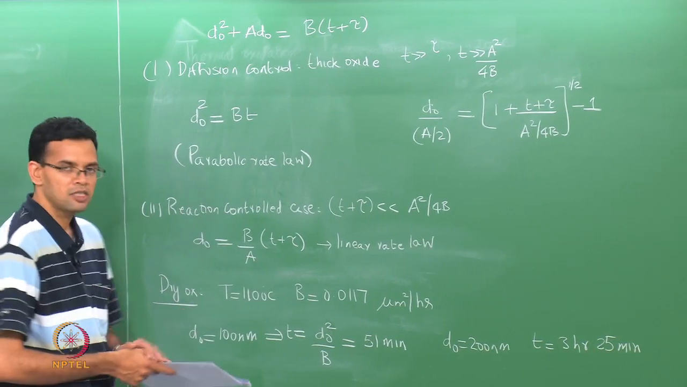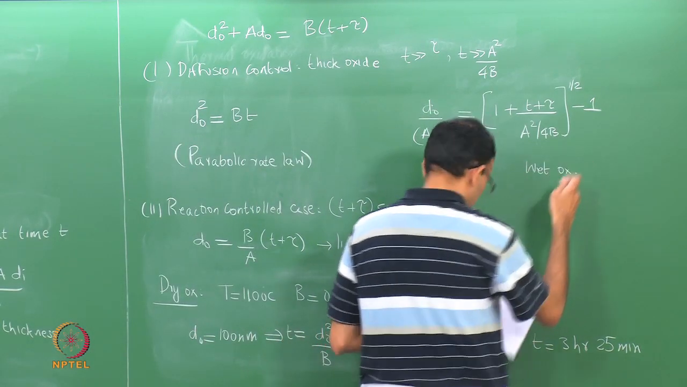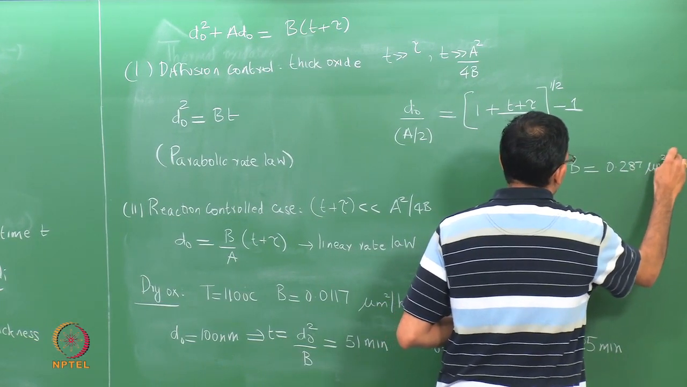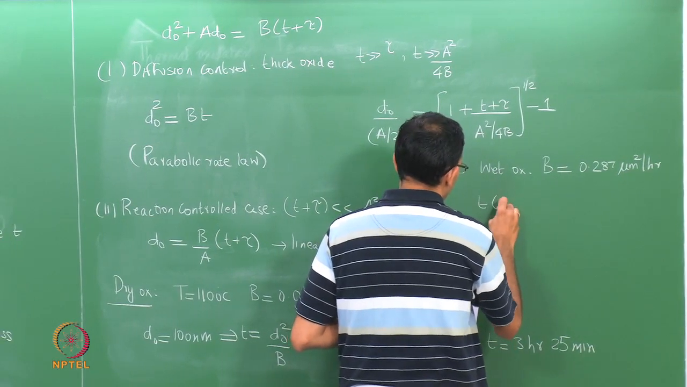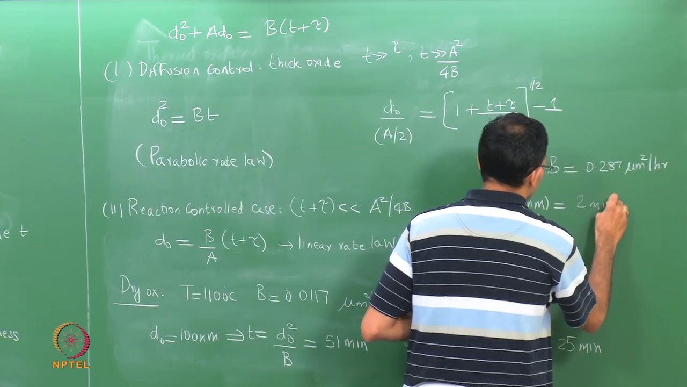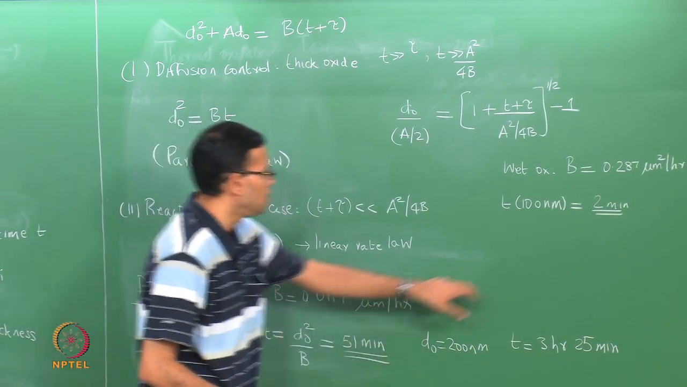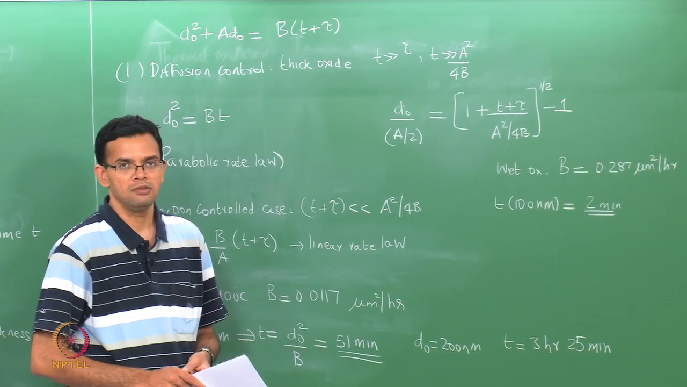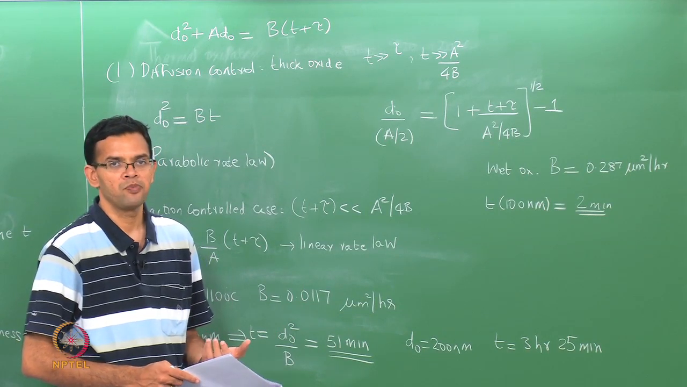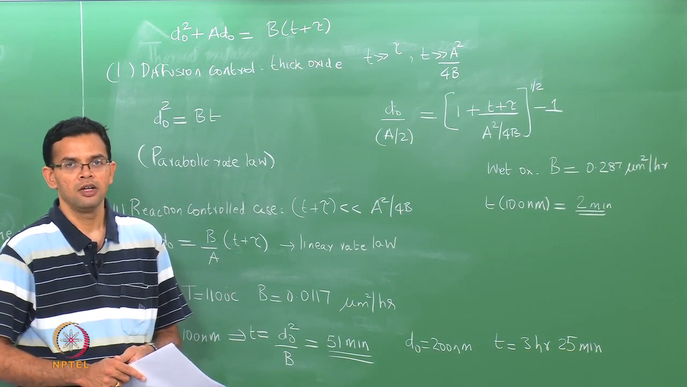On the other hand, instead of dry ox, if you had wet oxidation, B is higher. If you have wet ox, B is usually 0.287, so that the time to grow 100 nanometers is just 2 minutes. Comparing these two numbers, 51 minutes for a dry ox and just 2 minutes for wet ox, shows you that wet oxidation is usually much faster than dry oxidation, because the diffusing species and the reactions that are involved are different. The trade-off, of course, is that if you are looking for a very uniform process control, 2 minutes is usually too less a time to get good process control.